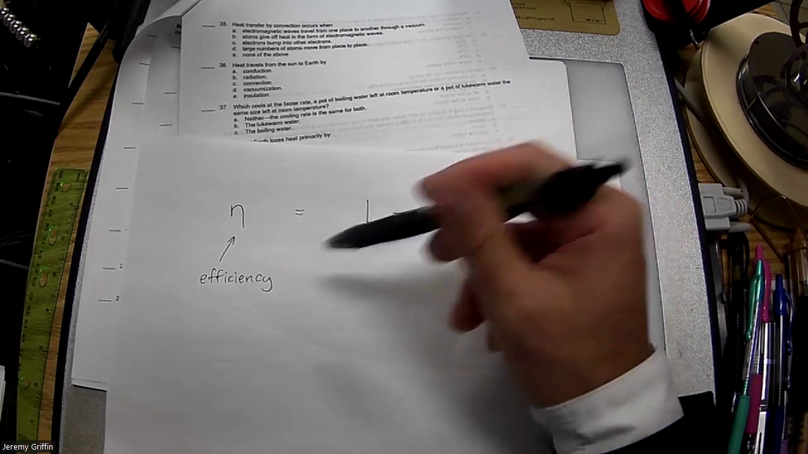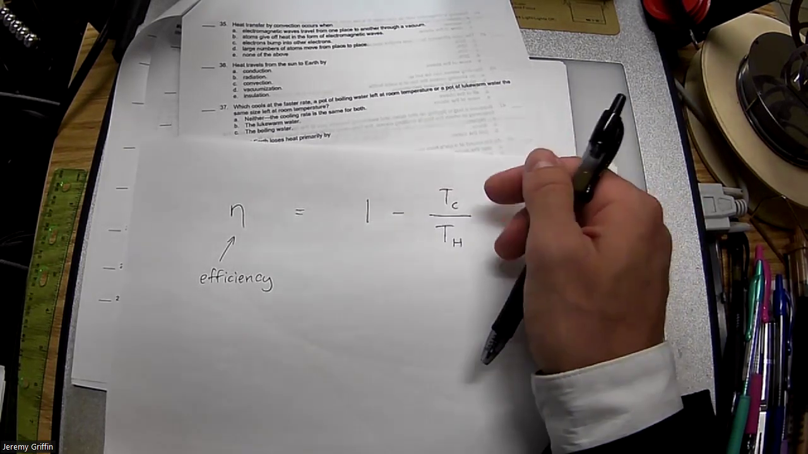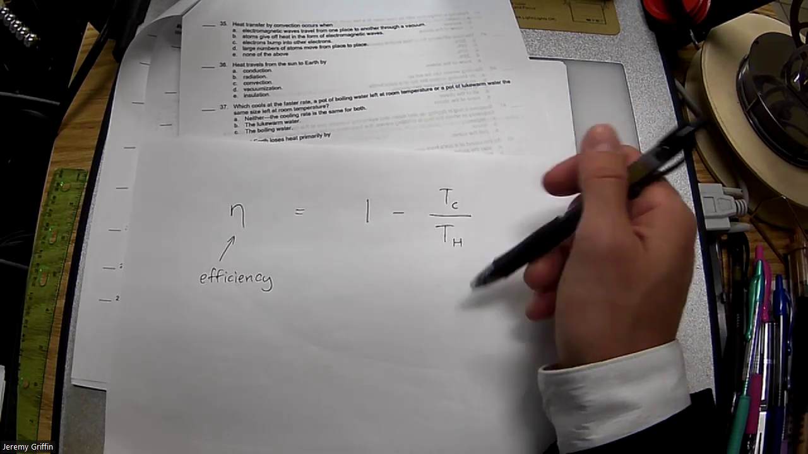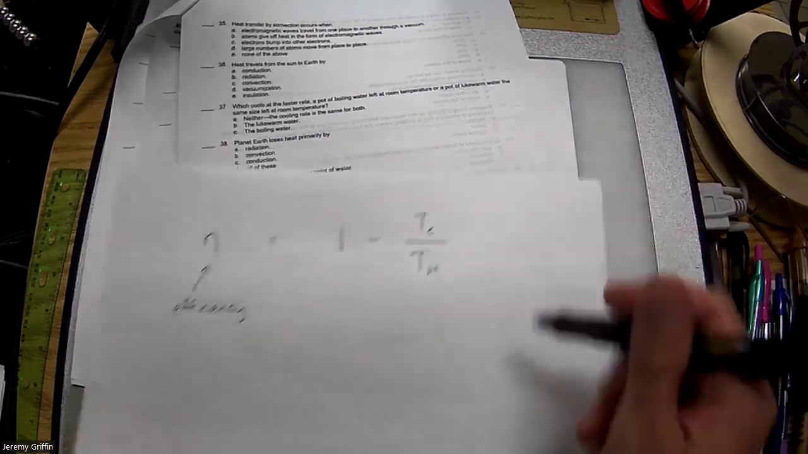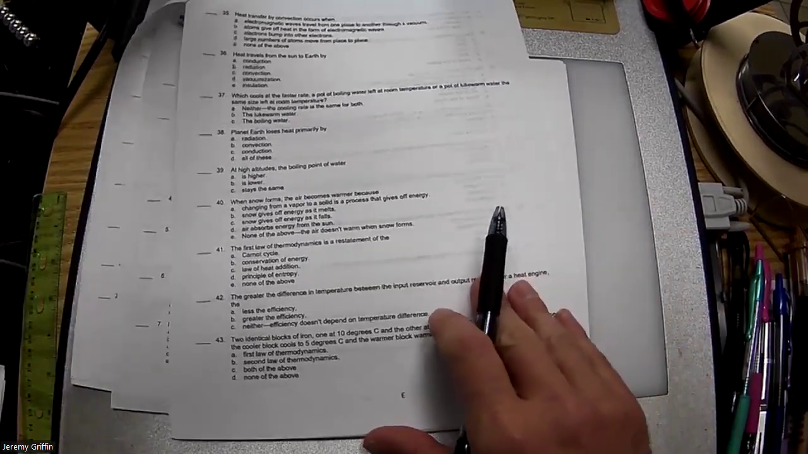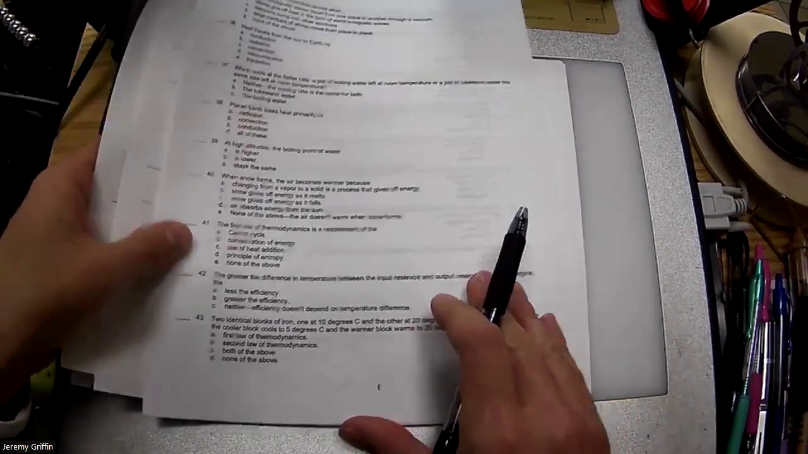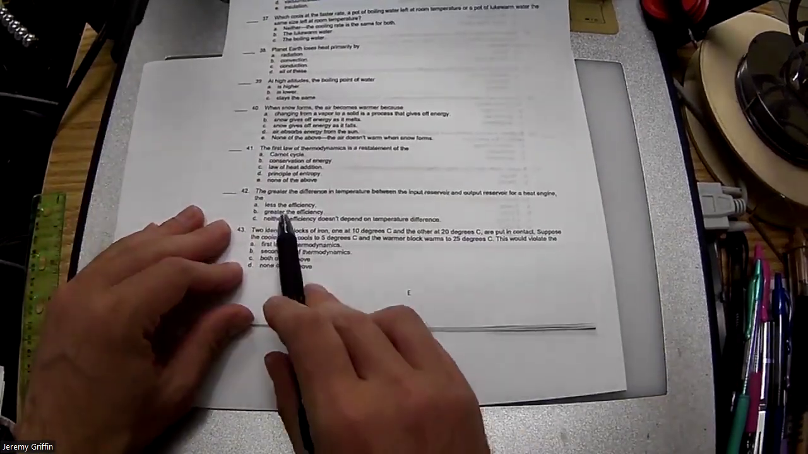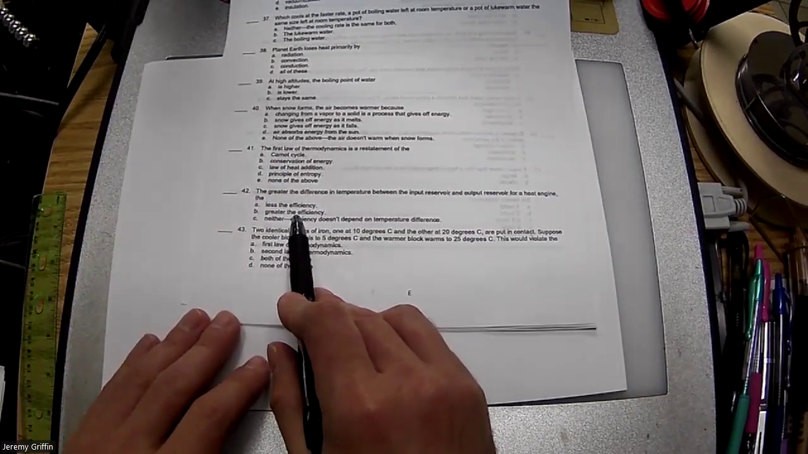I think if I want my machine to have better efficiency, I want to increase the difference between those two sinks, those temperature differences, right? Especially make the cold really cold if I can. So is there one that says that the greater the difference in temperature between input and output reservoir, the greater the efficiency? That's what we're looking for.